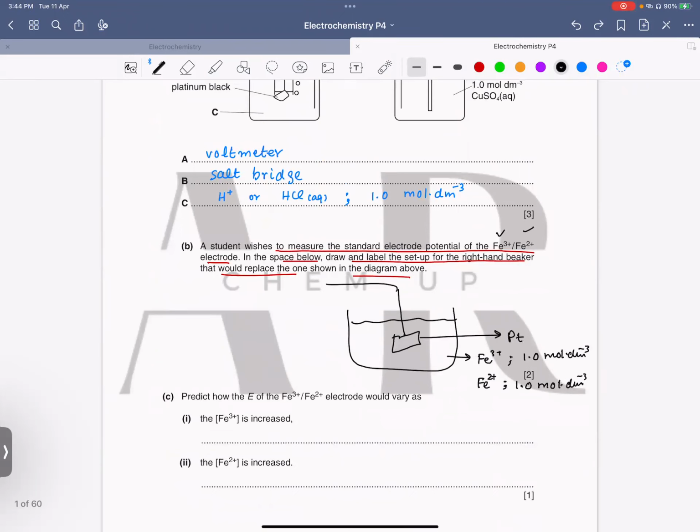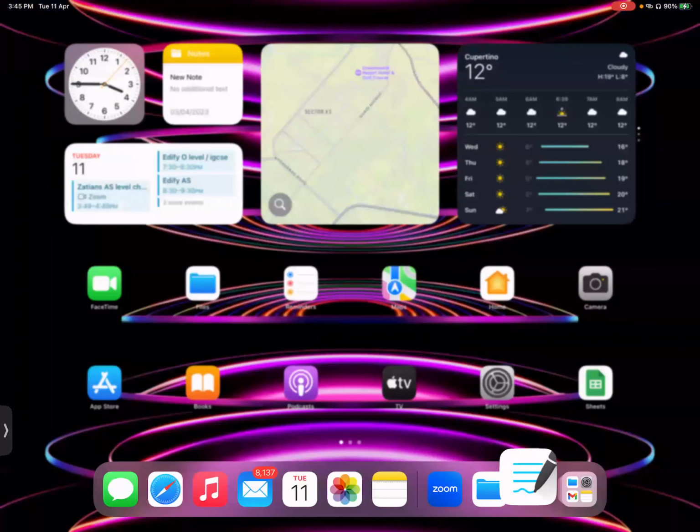Now, what they are saying: predict how E of the Fe3+, Fe2+ electrode would vary as the concentration of Fe3+ ion is increased, and as the Fe2+ ion concentration is increased. Okay, so for that you need a data booklet first. So let's have a look.